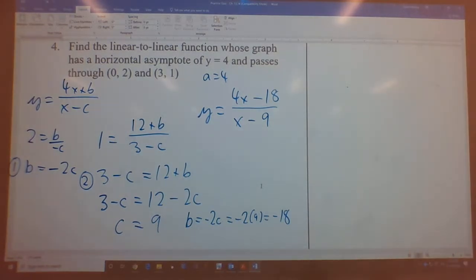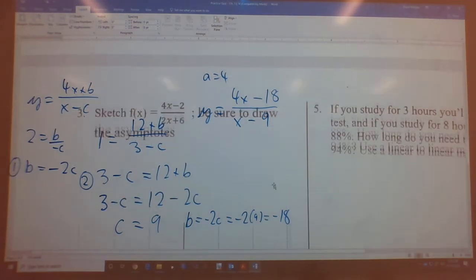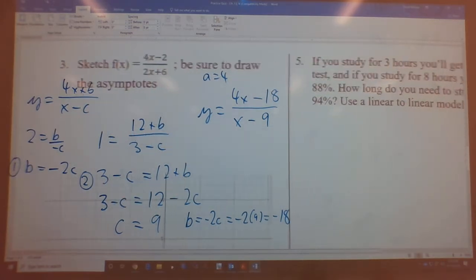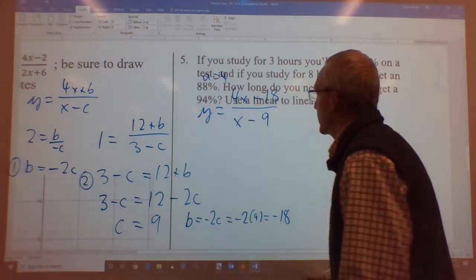Okay, that's number 4. Where's number 5? Is it on the other side? Yep, number 5 is over here. Oh, the last one. Nice, we're almost done here. Okay, this is just like one that was on the homework.